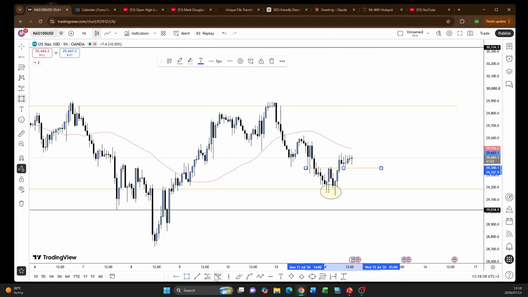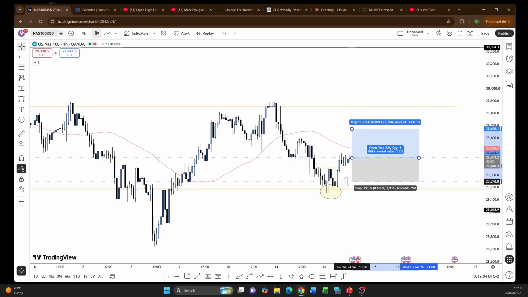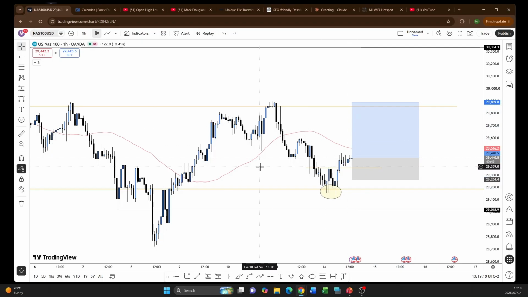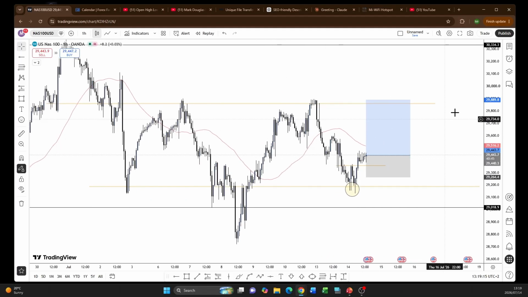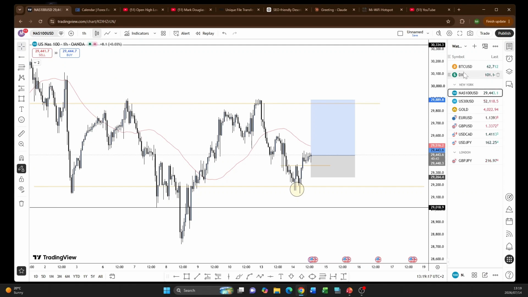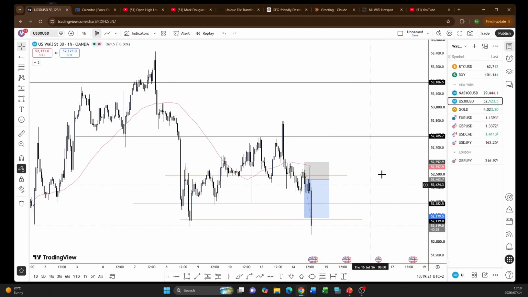So yeah, I'm looking at longing right there, stop loss right about there, and then for TP just aim for 2.5 times my risk. So yeah man, I'm thinking of buying NAS100. It's a clear buy. So again, US30 has been just dropping.